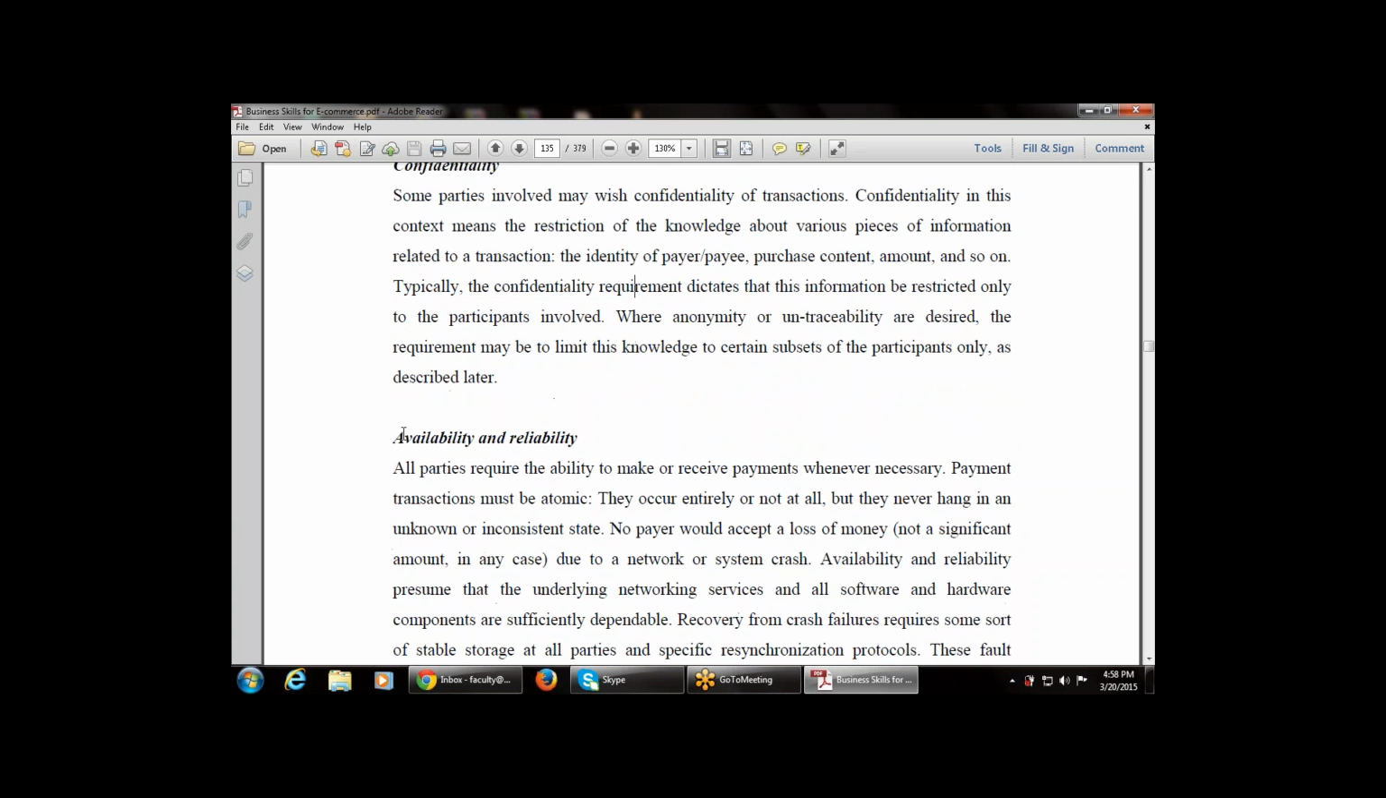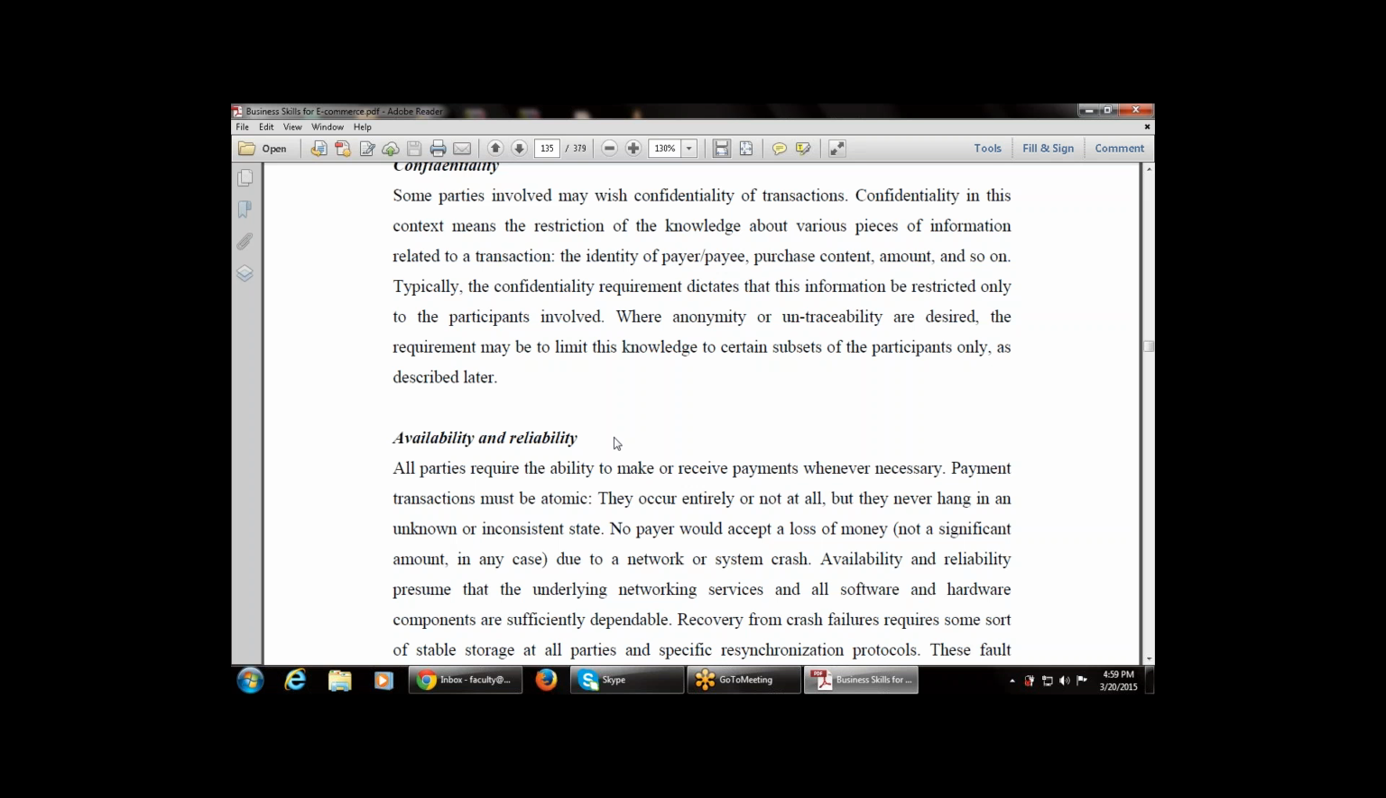Then next is availability and reliability. This is also a security requirement that is used with the e-payment system. So next is availability. As the name suggests, the information is available only to the concerned person.